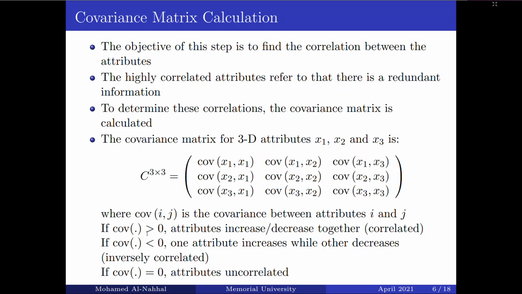If this value is positive, this means the attributes increase or decrease together and there is correlation between them. If this value is negative, one attribute increases and the other decreases, and the relation between them is inversely correlated. If this value is zero, there is no correlation between attributes.